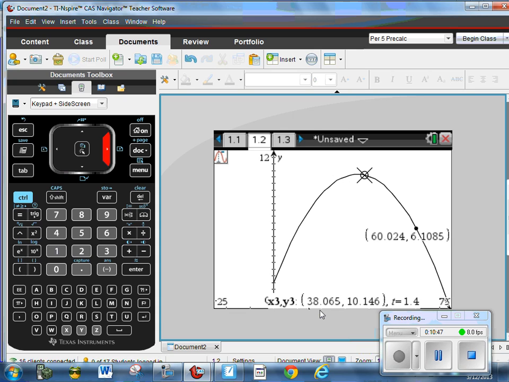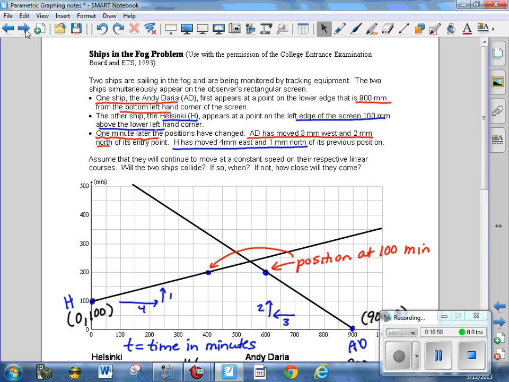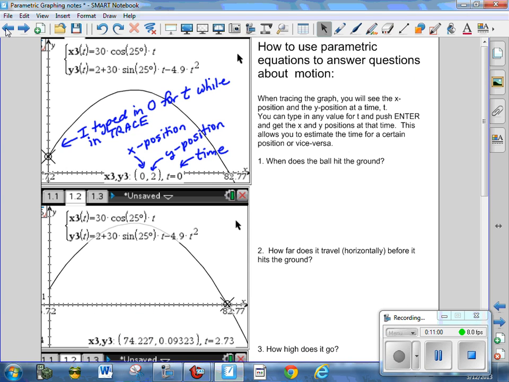Okay, so I can trace this and get some answers to various questions. I'm going to go to a different page that I created that has a lot of graphs on it, so that I can answer some questions about how you do this. So here are my equations, here's my graph. I typed in 0 for t to get the initial position. This tells you the x position, the y, and the time.